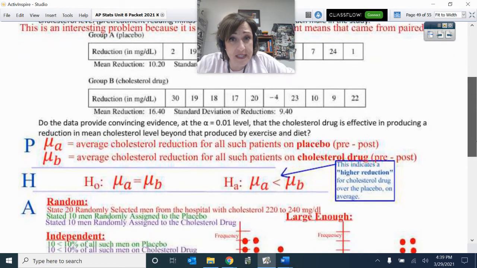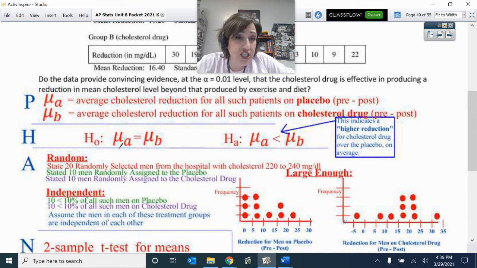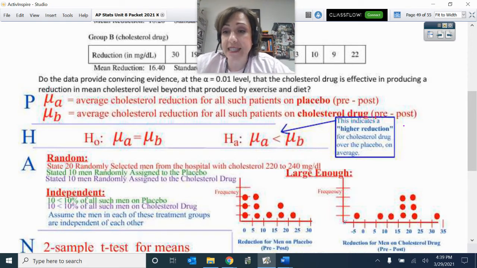Now, our null hypothesis is that the cholesterol reduction is the same for the placebo and the cholesterol drug, but alternatively, we think that the cholesterol drug has a higher reduction.